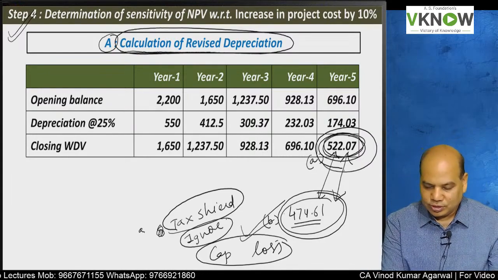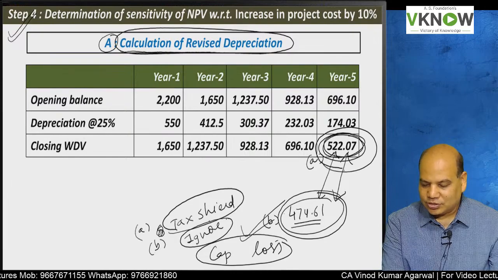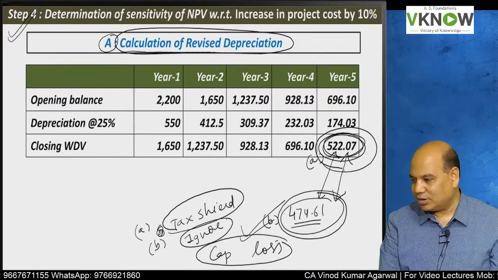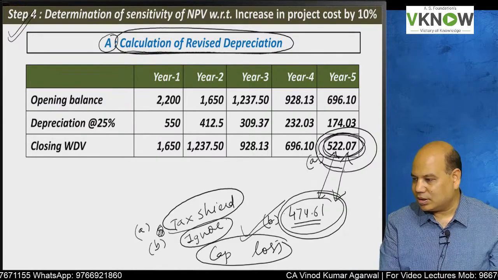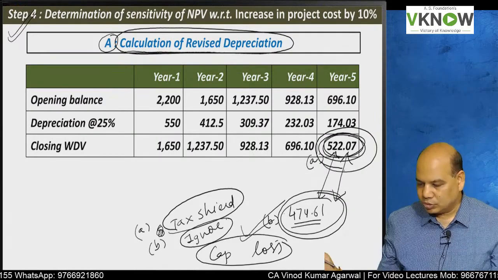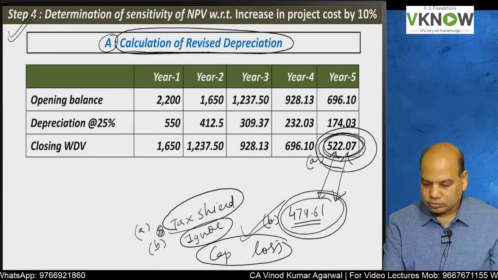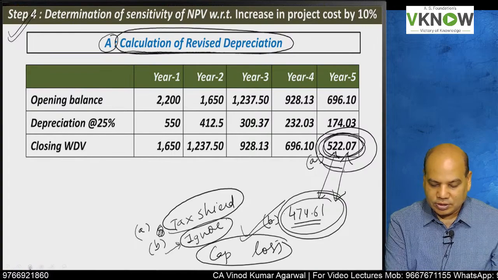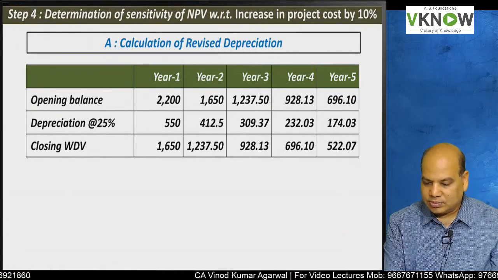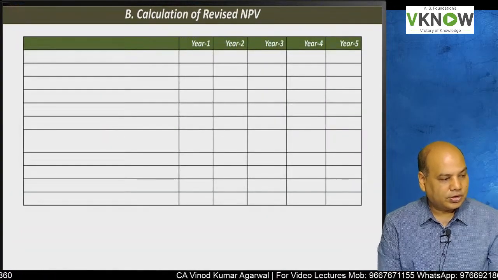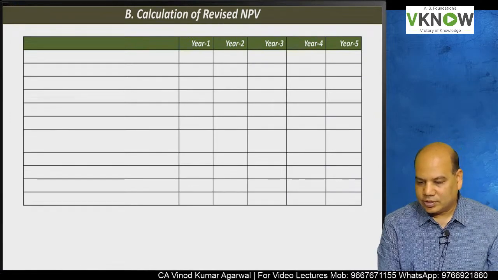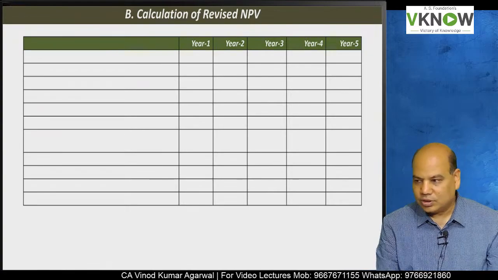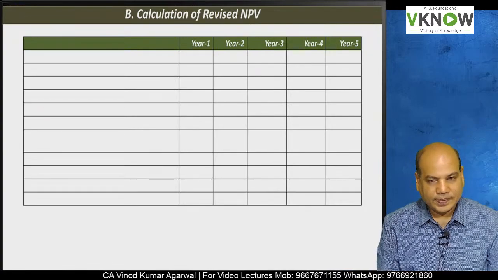What is your view, A or B? Tax shield, or ignore the capital gain or capital loss adjustment? We will ignore it by writing a note. We will follow the same assumption which the institute is following. So write down step number B, calculation of revised NPV.